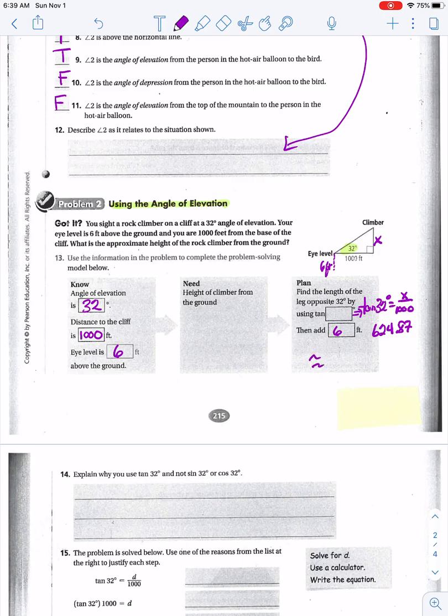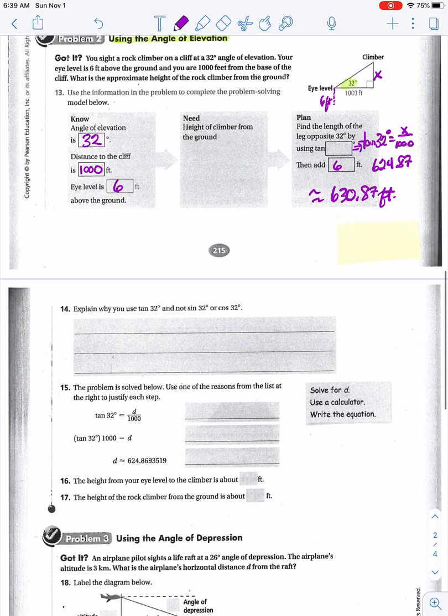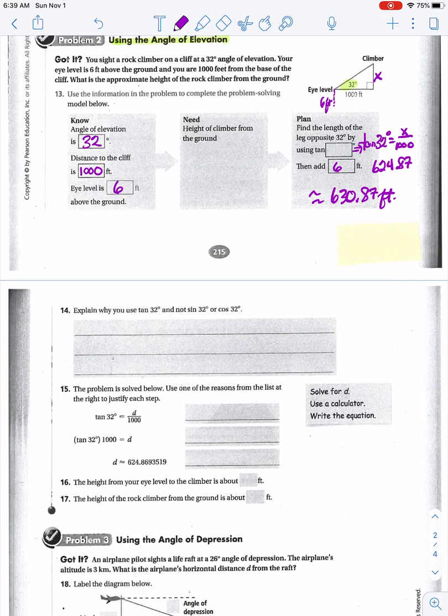So my final answer is around 630.87 feet. Okay. All right. Then it says why. Explain why you would use tangent and not sine or cosine.